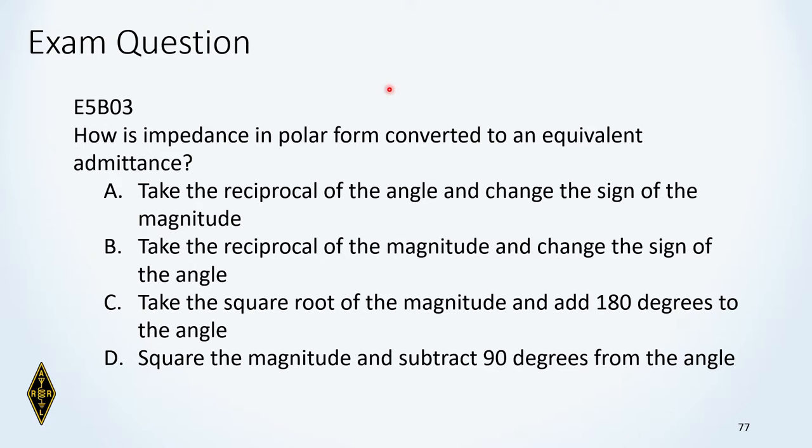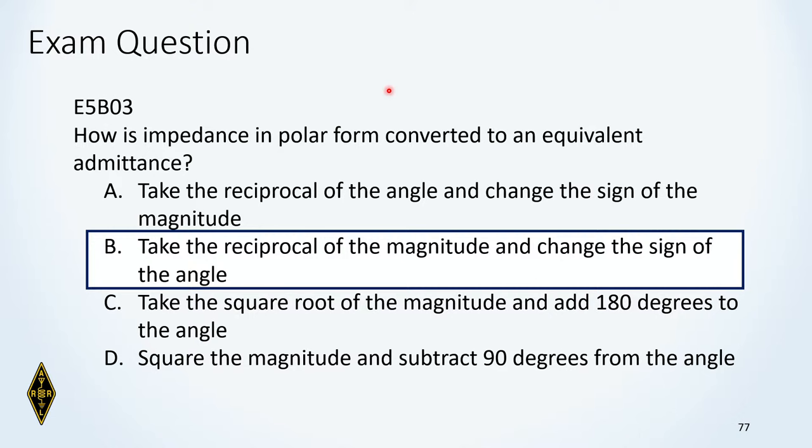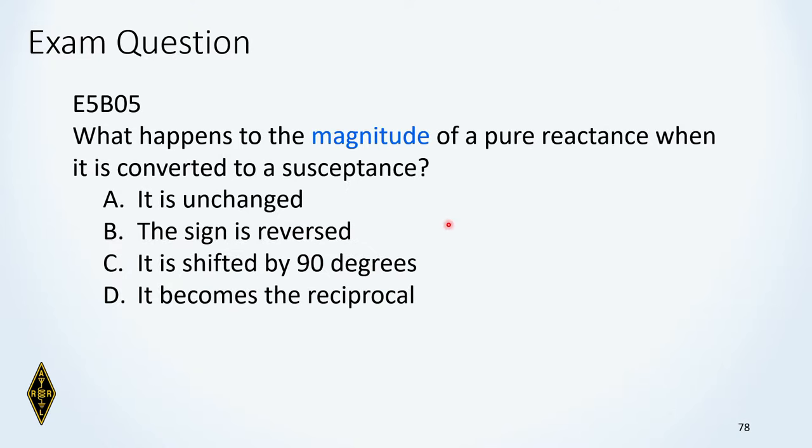How is impedance in polar form converted to an equivalent admittance? B, Baker. It is B, Baker. Take the reciprocal of the magnitude and change the sign of the angle. So you take 1 over the value and change the sign. Again, just look at that one. What happens to the magnitude of a pure reactance when it is converted to susceptance? D, Delta. Yes, it becomes the reciprocal. My advice is to go over these 5 or 6 times.